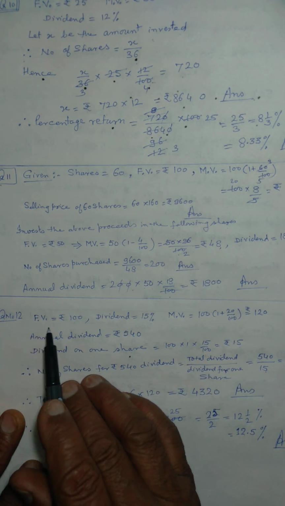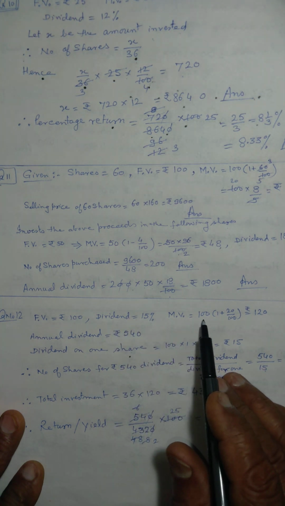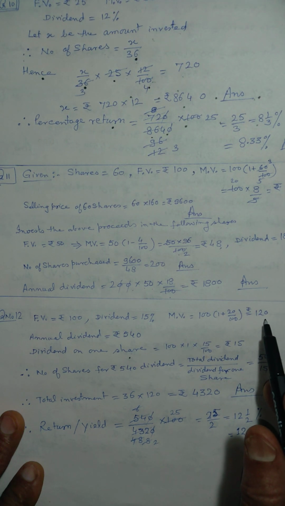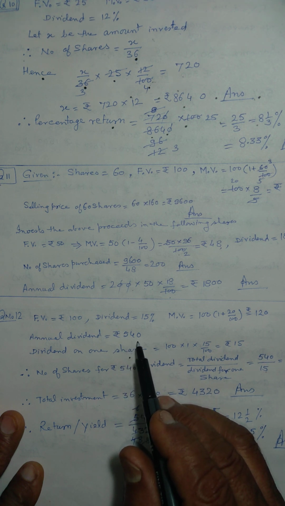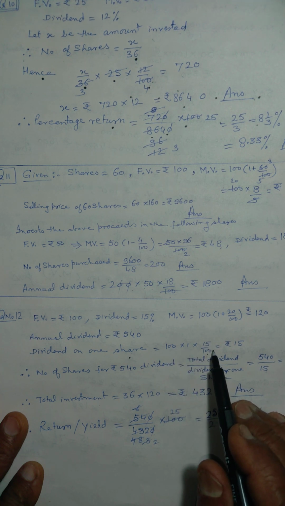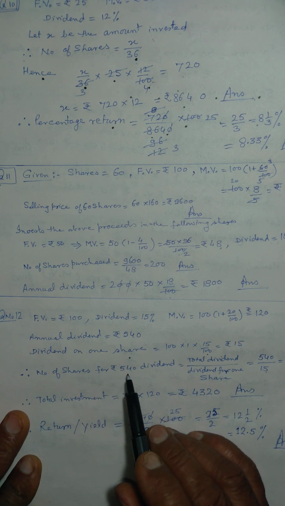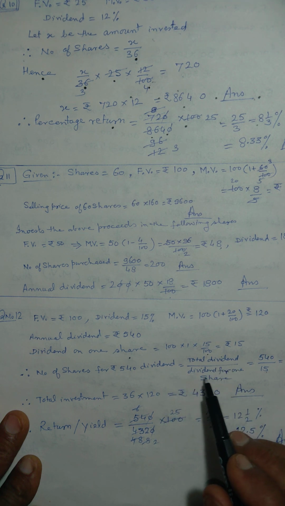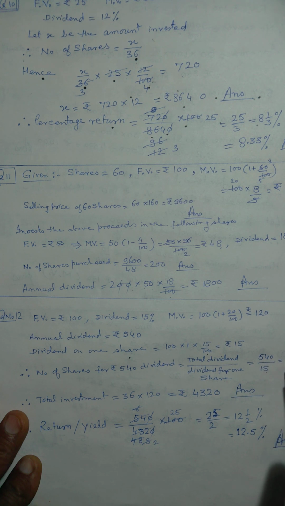Question number 12. Face value is given, that is 100. Dividend is 15%. Market value is 100 inside the bracket 1 plus 20 by 100, it will be equal to 120. So annual dividend is 540 given. So dividend on one share is 100 into 1 into 15 by 100. This will be equal to rupees 15. So the number of shares for rupees 540 dividend will be equal to the total dividend divided by the dividend for one share. That is 540 divided by 15, it will be equal to 36.